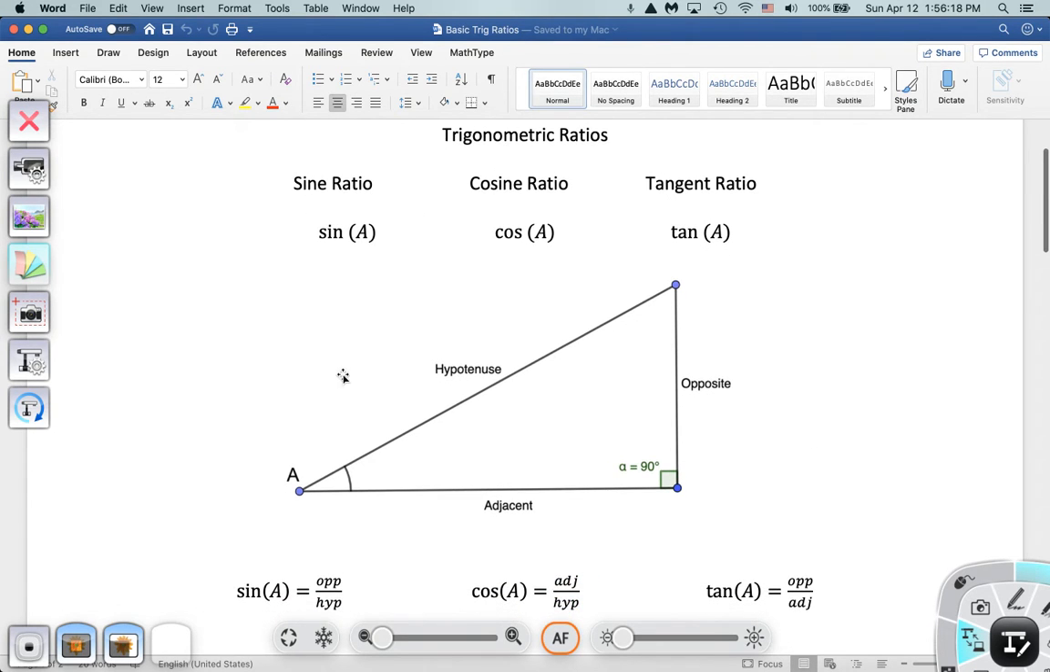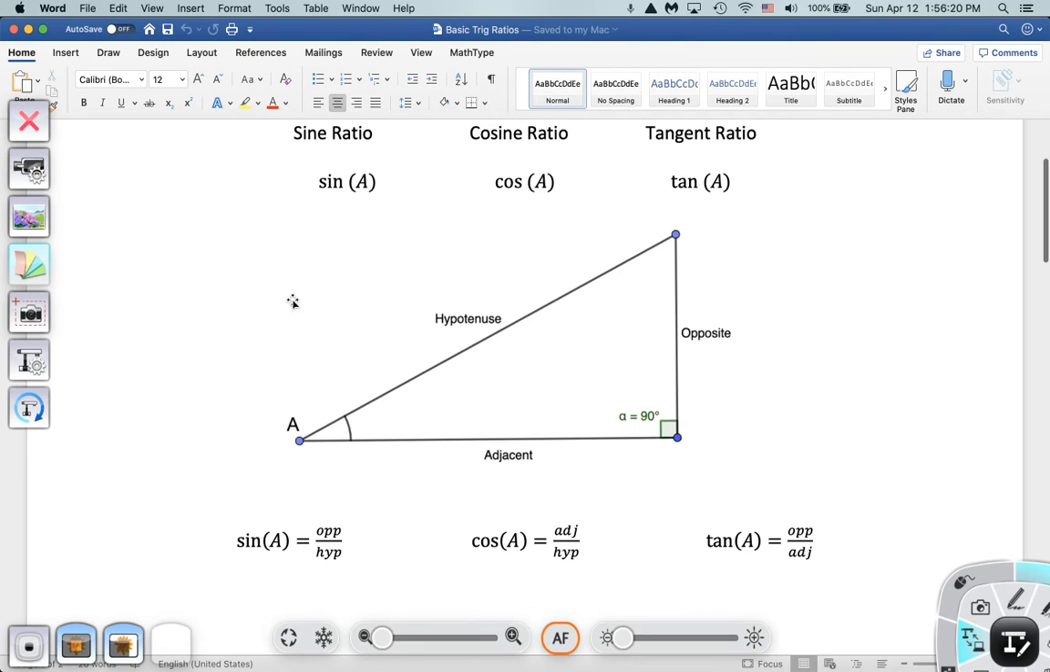But the sine is a ratio, and I hope you remember that when we take the sine of an angle, it's always with respect to an angle. We take the ratio of two sides of the right triangle. So the sine of angle A, this angle here, is the opposite side divided by the hypotenuse.